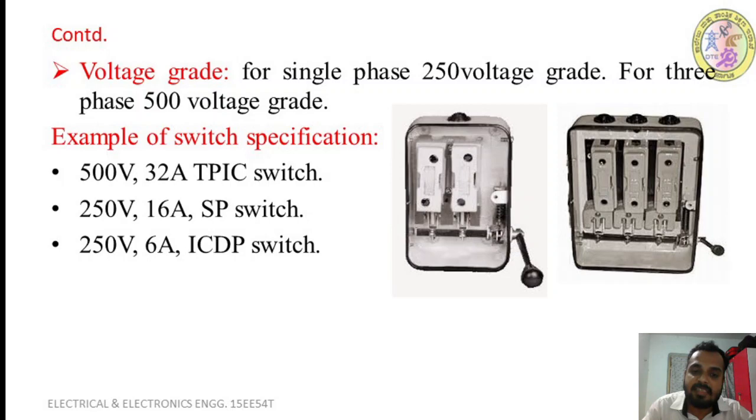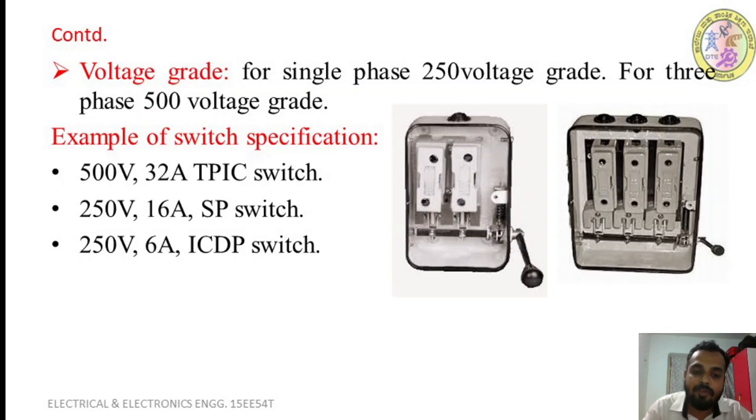TPIC means triple pole ironclad switch. So the current rating of the switch is 32 ampere and the voltage rating is 500 volt. This is used for 3-phase supply. And next we have 250 volt 16 ampere SP switch. Here SP means single pole. So the current rating of that switch is 16 ampere and voltage grade is 250. So this is used for single phase supply.